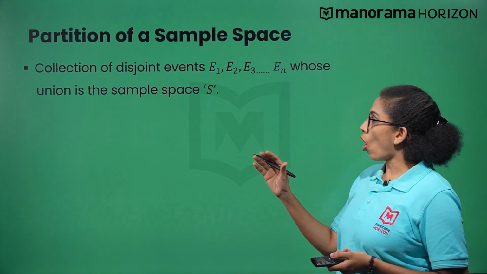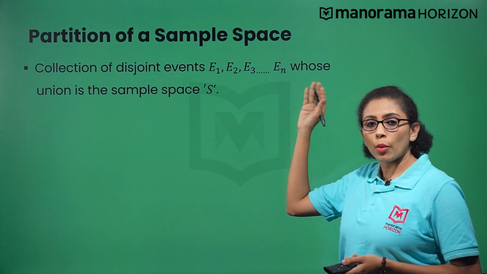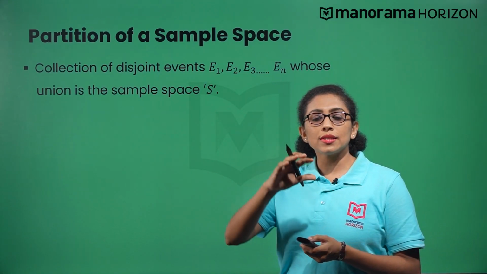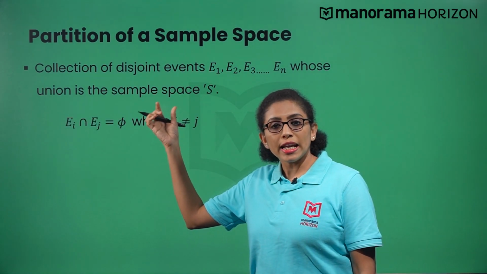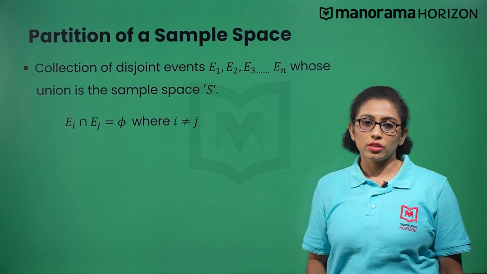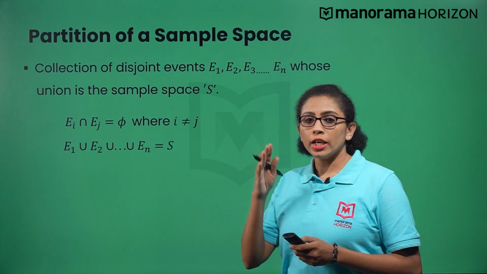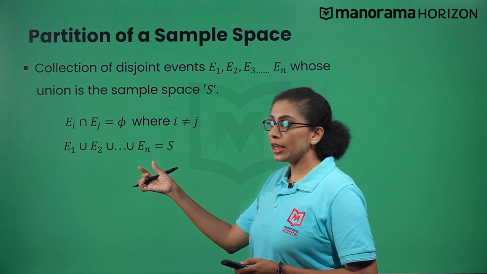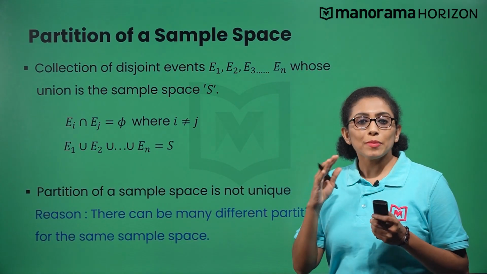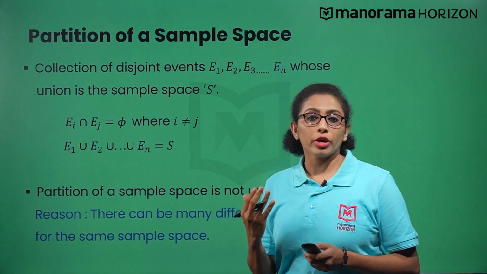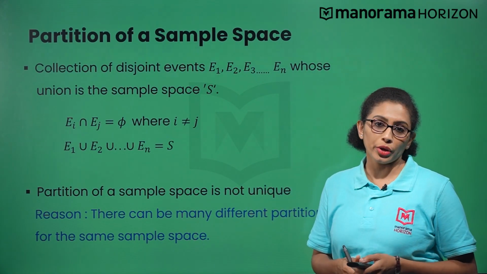It is a collection of disjoint events E1, E2, E3 up to En, whose union is the sample space. That is, Ei intersection Ej equals the null set, where i not equal to j. E1 union E2 union up to En will be equal to what? The sample space. Also remember, for the same sample space, there can be many different partitions. That means partition of a sample space is not unique.